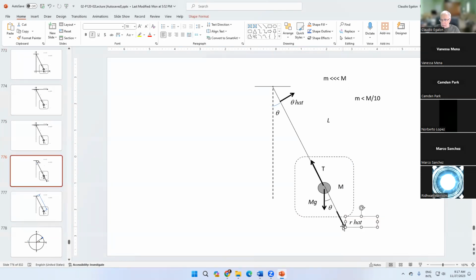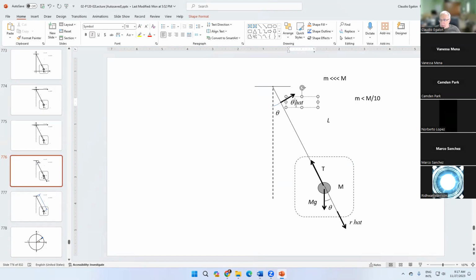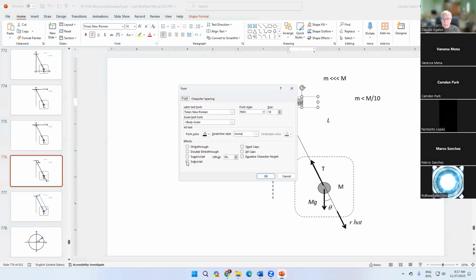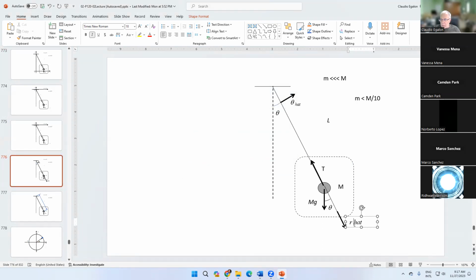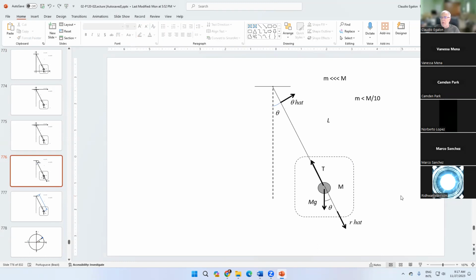What you see right in here is the unit vector along the radial direction. And what you see right in here is the unit vector along the theta direction. These are supposed to be subscripted, and we don't need subscripts here. I'm just being lazy and not writing the hat at the top. Okay, leave it this way.